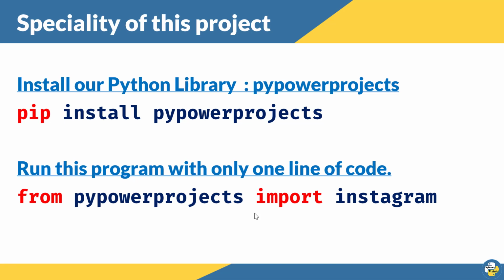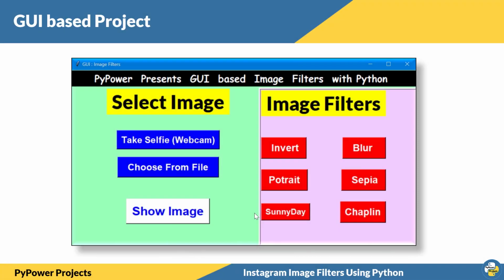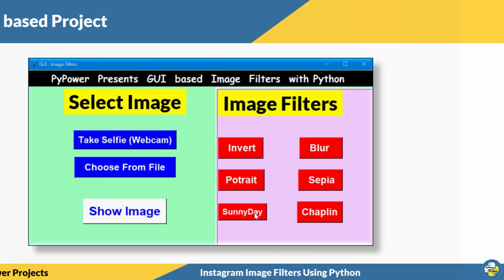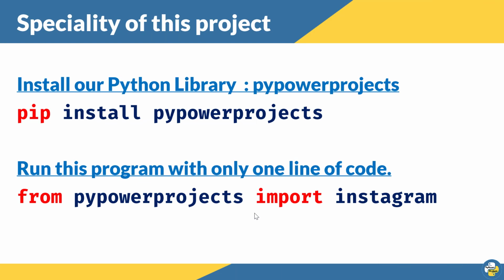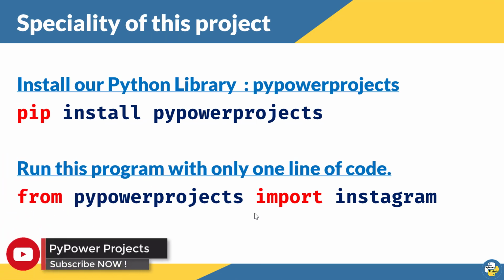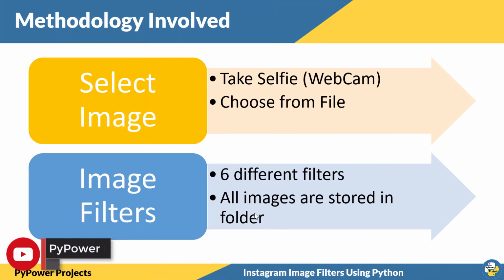After installing, you have to open your Python bash or your console, and then you have to write from PyPower Projects import Instagram. When you run this particular line of code, this wonderful GUI will be presented and you can apply filters on your images. So this is a unique specialty of this project, that using only one line of code you can execute this project.